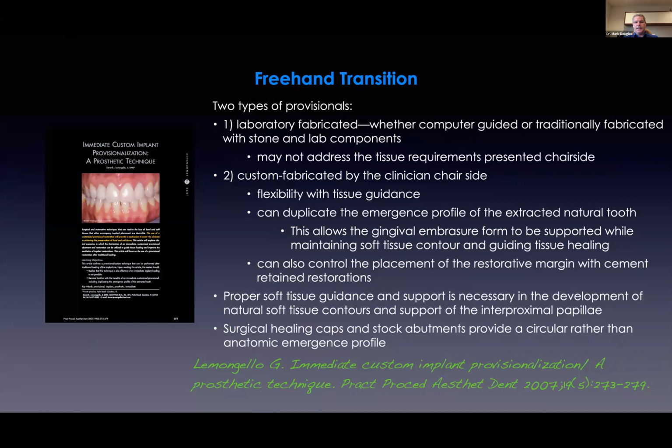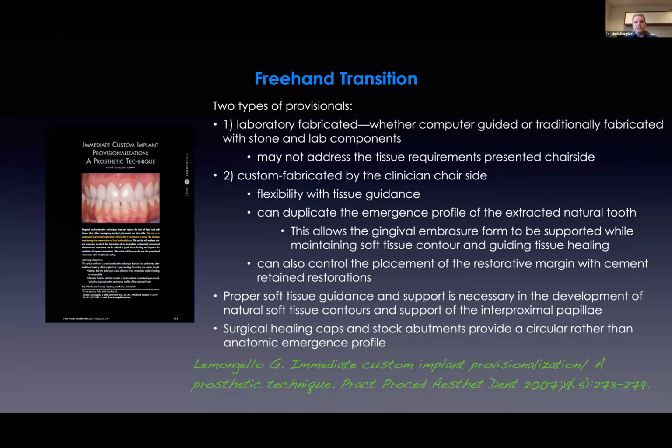This allows the gingival embrasure form to be supported while maintaining soft tissue contour and guiding tissue healing. You can also control the placement of the restorative margin with cement retained restoration. It's not a problem if you're using screw retain, but you can put your cement margin above the gingival margin if you so desire. You get proper soft tissue guidance. Support is necessary in the development of natural soft tissue contours and support of the proximal papilla.